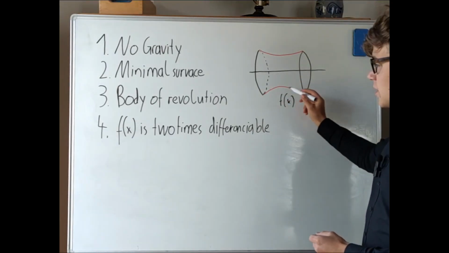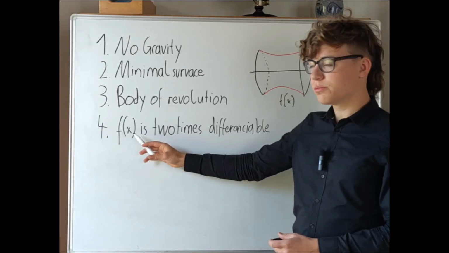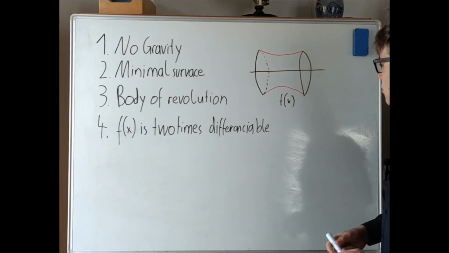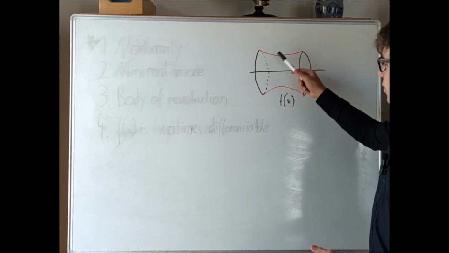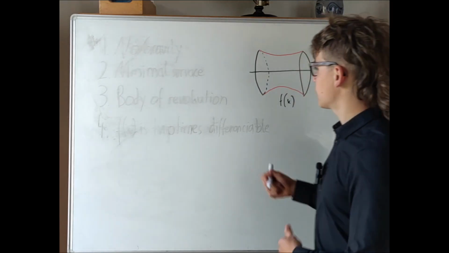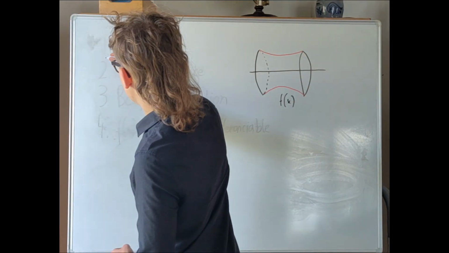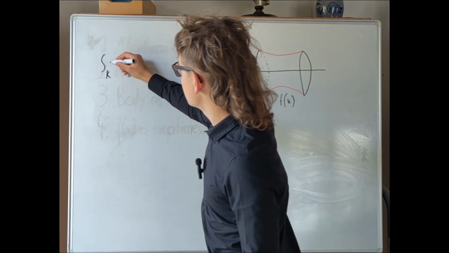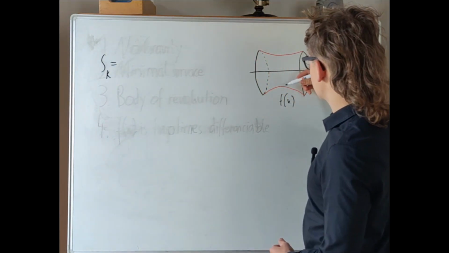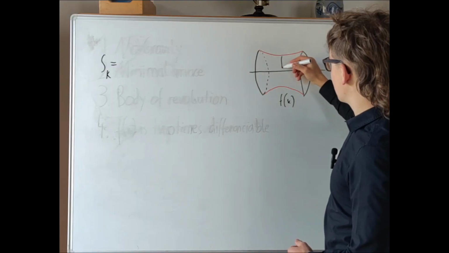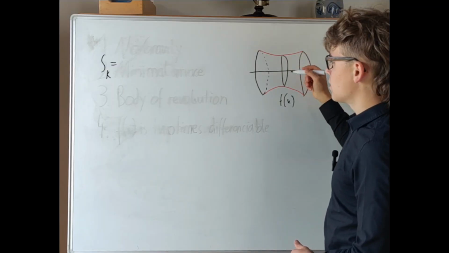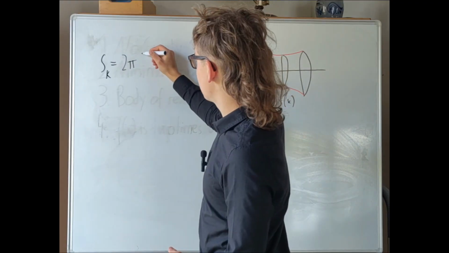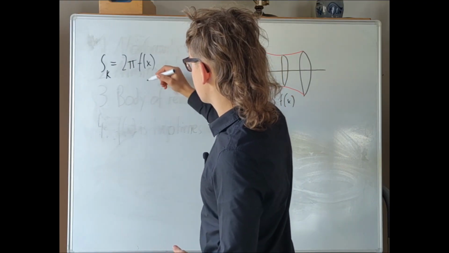So as I described, this is f of x, and we will also assume that f of x is 2 times differentiable. So first of all, let's just see how we can describe the surface of the catenoid. We will write this as a surface of catenoid. And this is equal. So let's see. First of all, we have 1 times the perimeter. So this is just a circle, so it's 2 pi times the value of f evaluated at x.